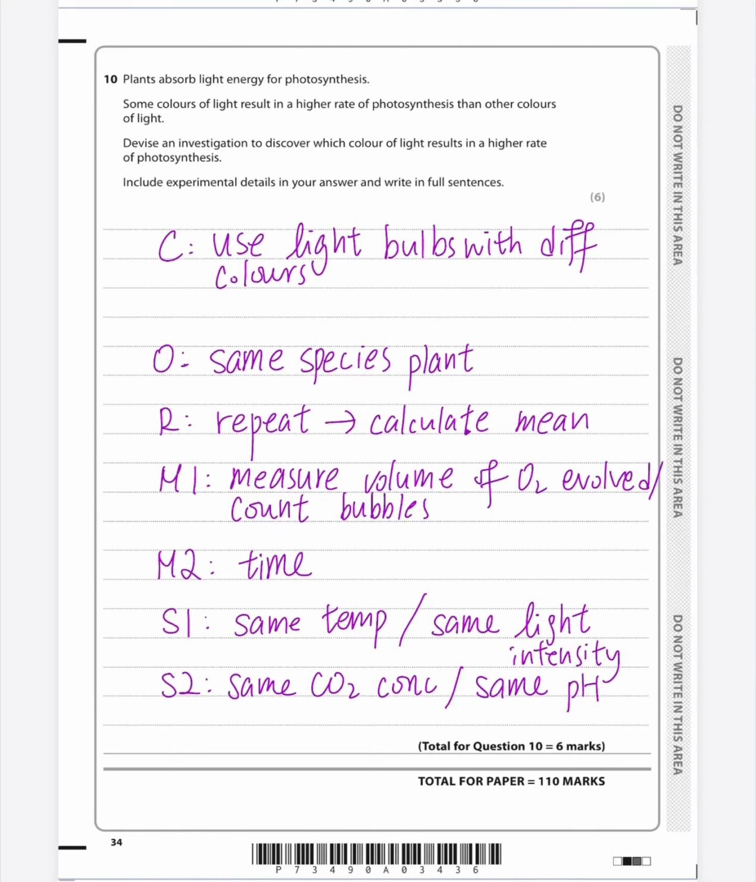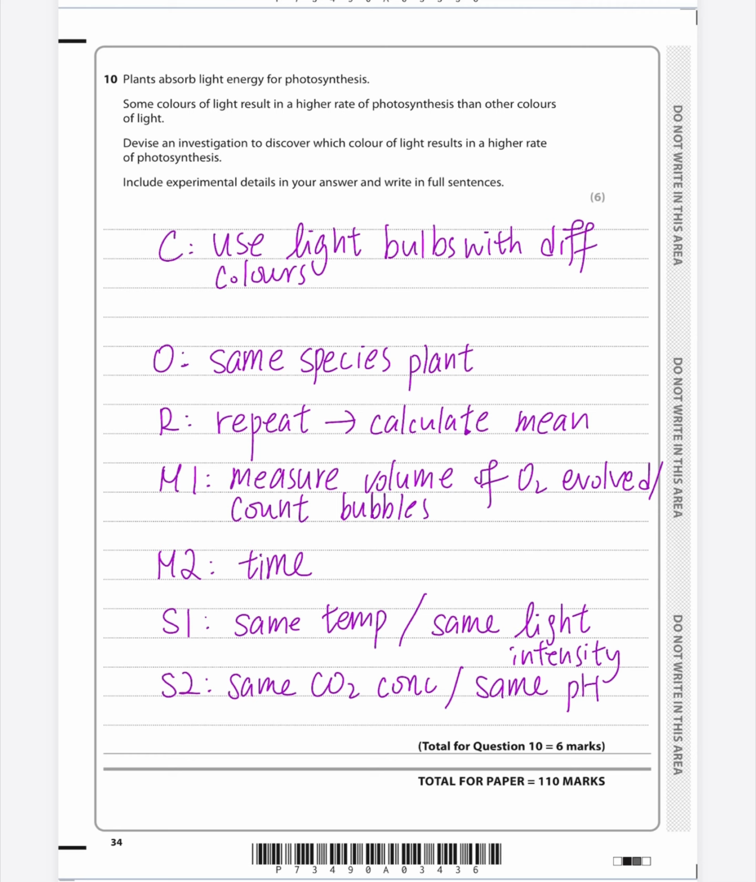Do you still remember how to answer the experimental questions? We use Chromebooks here. So let's see question 10. Plants absorb light energy for photosynthesis. Some colors of light result in a higher rate of photosynthesis than other colors of light. Devise an investigation to discover which color of light results in a higher rate of photosynthesis.